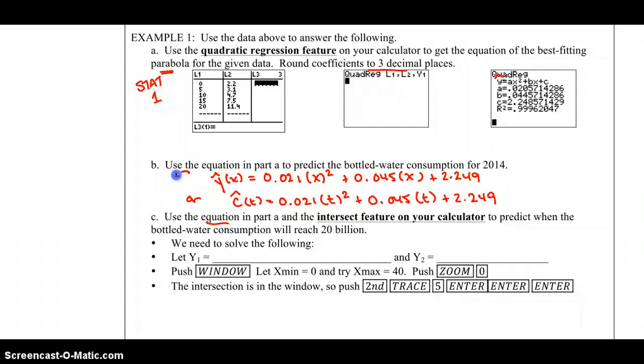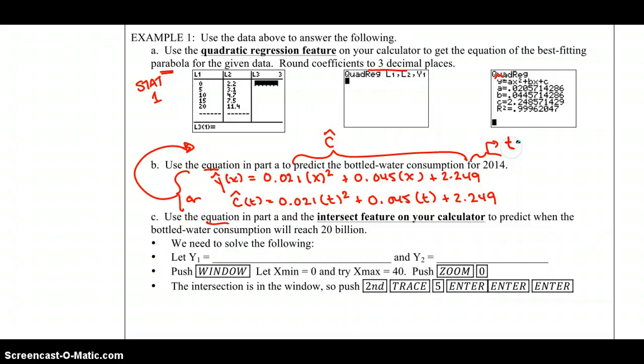Oops, we kind of skipped a part here. So let's do this. That was our equation. Now we're asked to use this equation to predict the bottled water consumption for 2014. So we want to predict, so there's our hat, bottled water consumption. And we're given the year 2014.